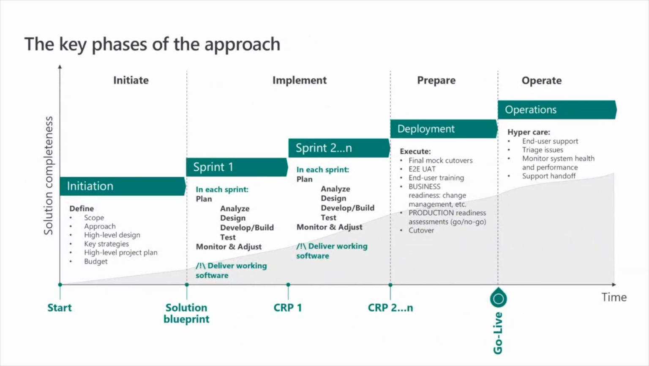You'll probably be familiar with the key phases of a project in the terminology that Fast Track uses. It doesn't map directly to whatever methodology you may be using, but I think it's important we talk about this in very broad terms. So we talk about the initiate phase of the project, the implement phase of the project, the prepare to go live, and then obviously the operate the production system.